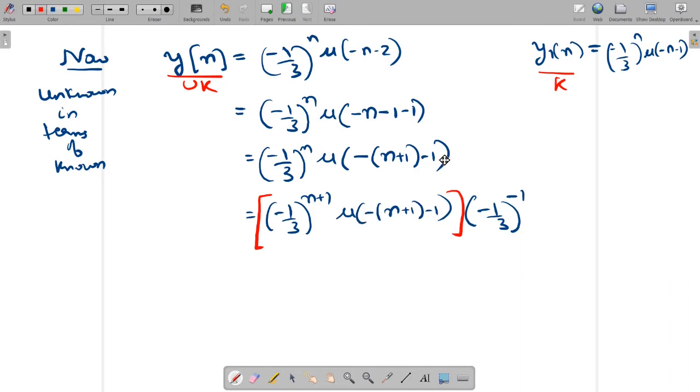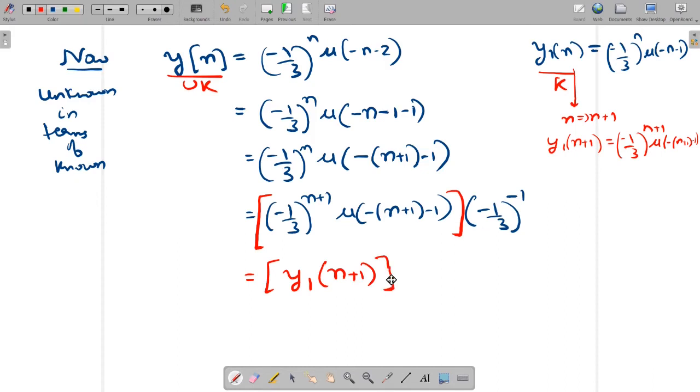Alright, let us check it over here. If I just replace n as n plus 1, what do we get? y1 of n plus 1 is minus 1 by 3 raised to n plus 1 u of minus of n plus 1 minus 1, right? So, if we replace n as n plus 1 in y1 of n, we will get this term. So, this entire thing can be replaced by y1 of n plus 1, and this minus 1 by 3 will become minus 3. So, we have got y of n as this.